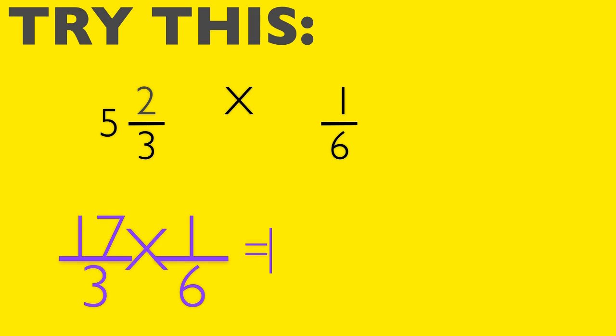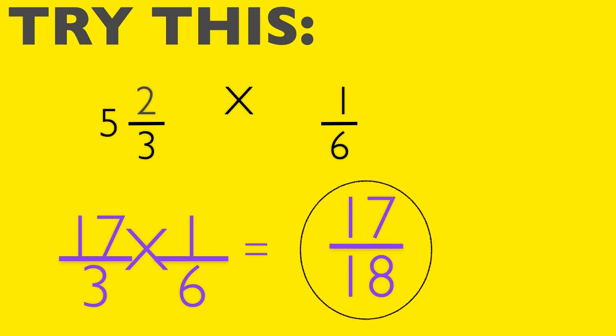Let's multiply now. 17 times 1 is 17. That's correct. And 3 times 6 is 18. Awesome job, guys. And so our final answer is 17/18. Why? Because this is already in its simplest form, so it cannot go any lower.